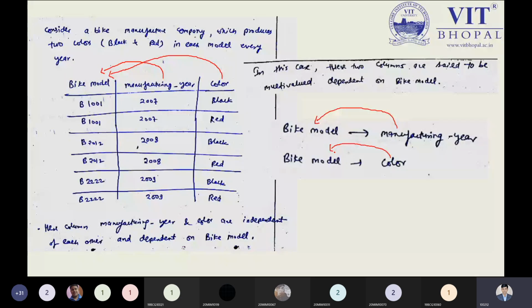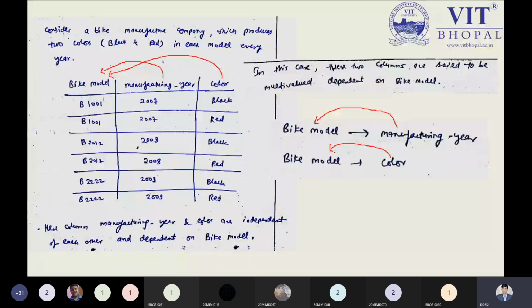Manufacturing year and color are two attributes which are not dependent on each other. These are independent from each other, and these independent attributes depend on one attribute. So we can say the bike model is represented by two independent attributes, manufacturing year and color, and that is the point we have to keep in mind properly.